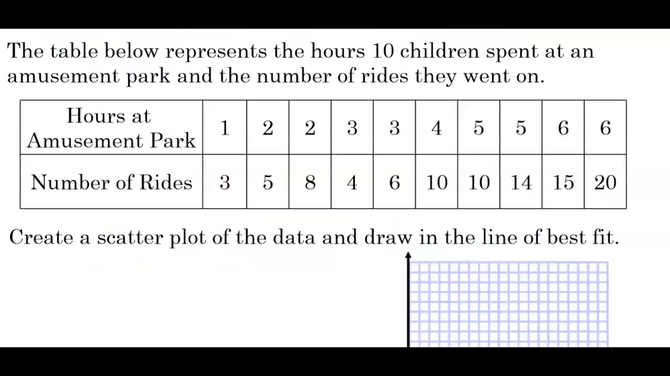The table below represents the hours 10 children spent at an amusement park and the number of rides they went on. So we see all that data in the table. Create a scatter plot of the data and draw in the line of best fit. So hours need to go up to 6 and the number of rides need to go up to 20.